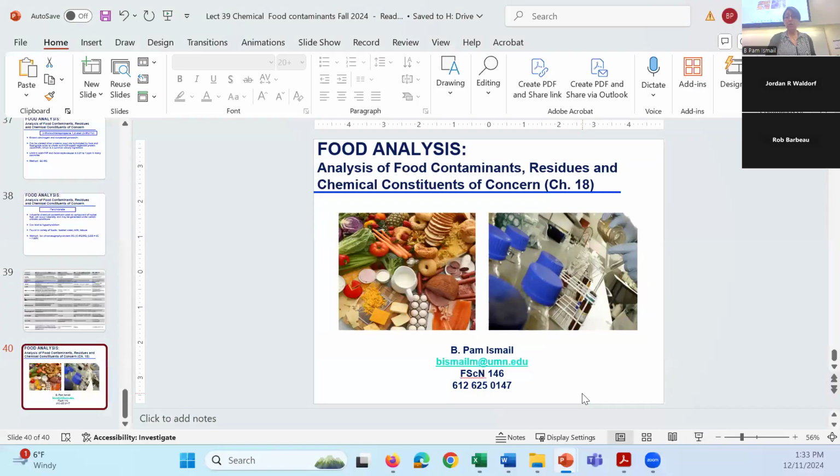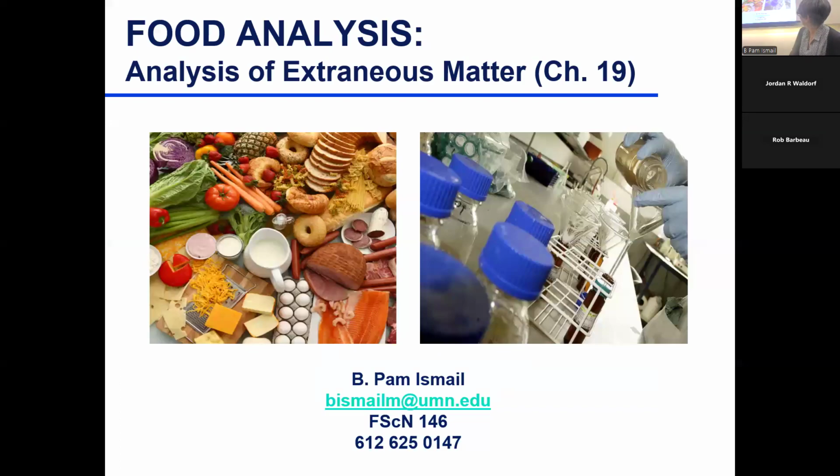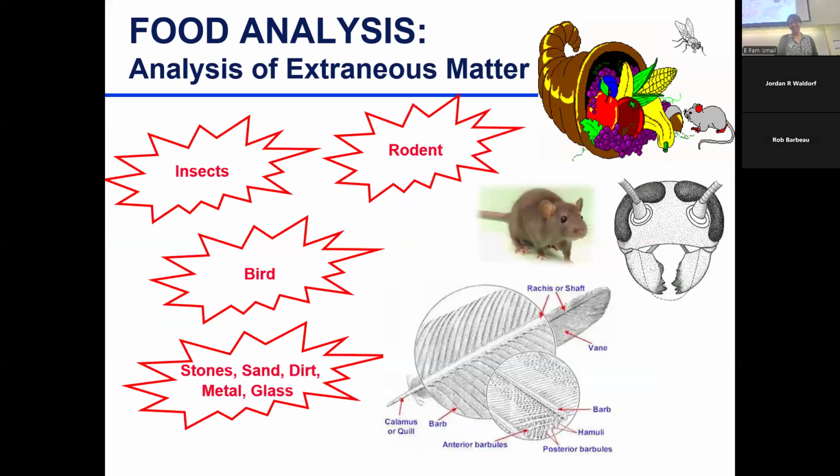All right, so now in the last 10 minutes or less that I have, I will quickly go through the last subject, very short: analysis of extraneous matter. So extraneous matter is anything icky that shouldn't be in your food. These guys.